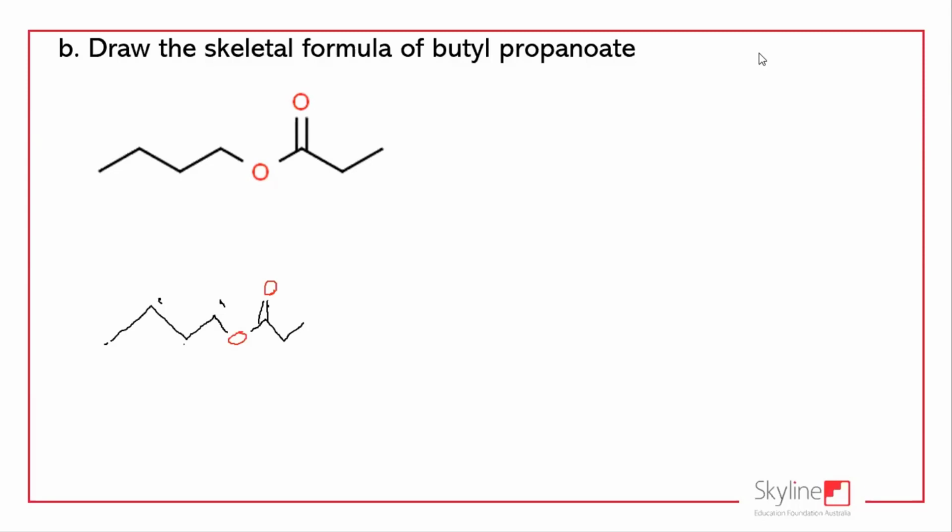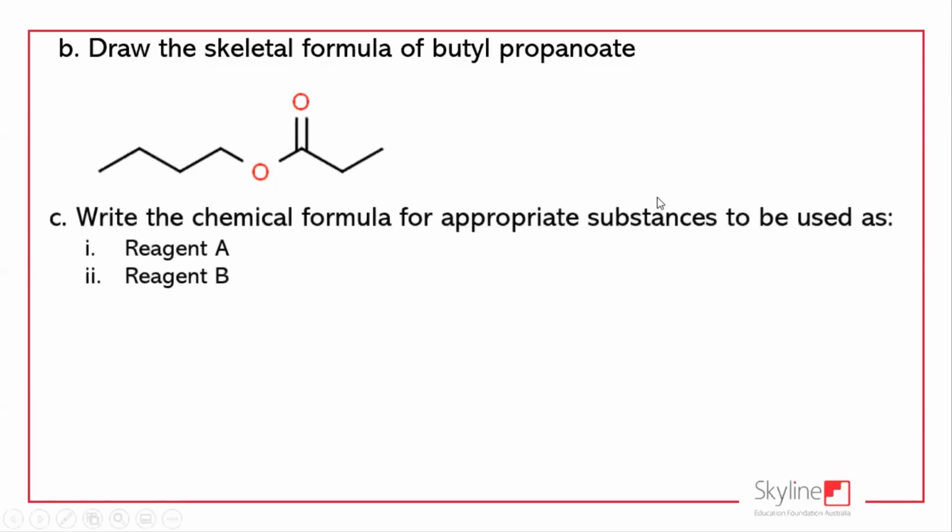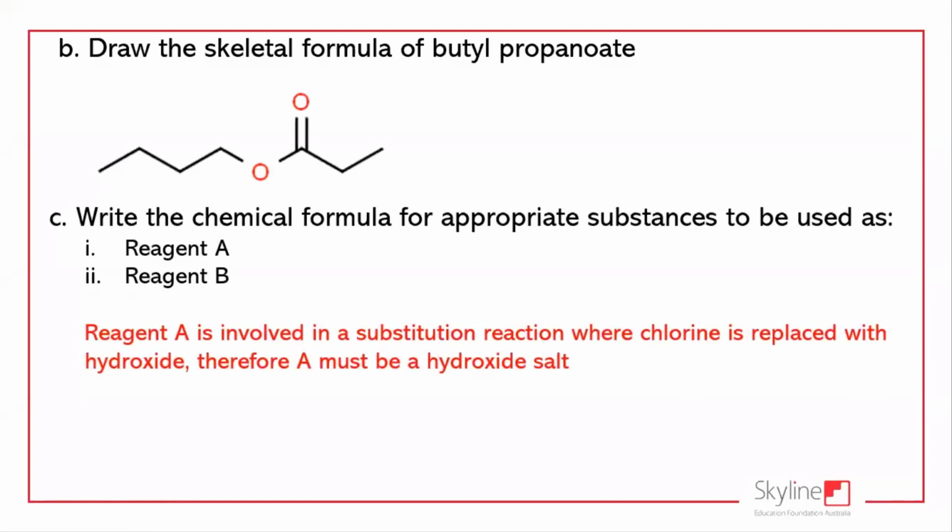All right, okay. Our next question here is, write the chemical formula for appropriate substances to use in region A and region B. Okay, region A helps our 1-chlorobutane become our alcohol. So region A is involved in a substitution reaction where the chlorine is replaced with hydroxide. We get rid of chlorine, we put in hydroxide.